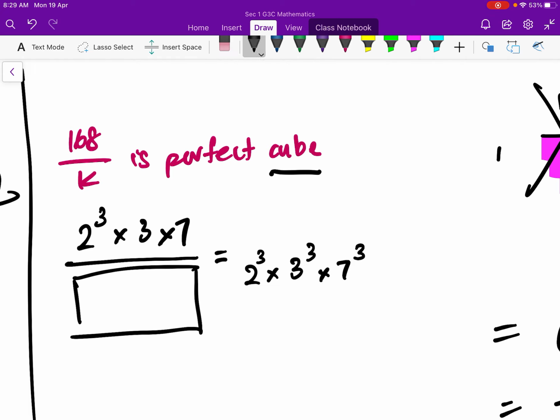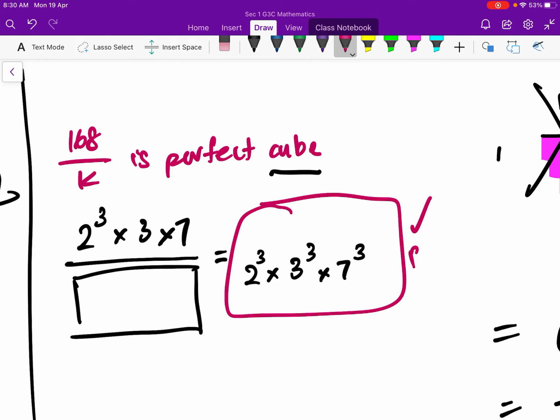If this is your objective, what should I divide by in order to get this? You're partly correct. Yes, this is a perfect cube. Good, perfect cube, because all the powers of the prime factors are multiples of 3. Good. But what are you going to divide by? Shall we try? What would you like to divide by? I'll guide you through. Choose. Oh, 3, divide by 3.